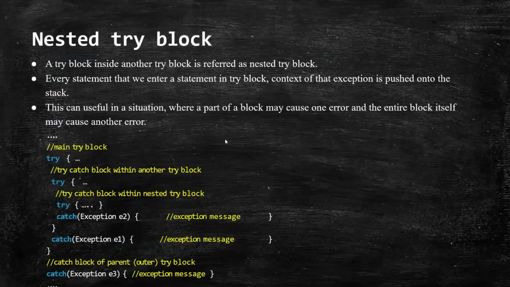Now we have nested try block. A nested try block is a try block inside another try block, and each try block has its respective catch block. So every statement that we enter in a try block, the content of that exception is pushed onto the stack. This is useful in a situation where part of a block may cause one error and the entire block itself may cause another error. So this is the syntax for it. You can observe one try block is under another try block, and another try block is under all these. So it can go on. We can have multiple, but remember, all these try blocks have their respective catch blocks.